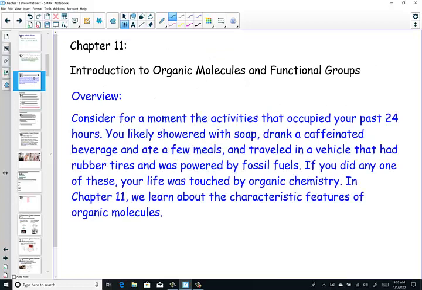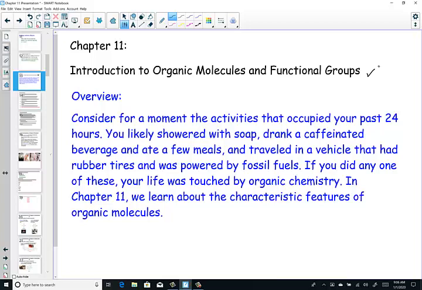Chapter 11, as I mentioned, introduces organic chemistry. Chapter 11's title is Introduction to Organic Molecules and Functional Groups. It is a preview of all the chapters, really, that are coming our way this term. Consider for a moment the activities that occupied your past 24 hours. You likely showered with soap, drank a caffeinated beverage, ate a few meals, and traveled in a vehicle that had rubber tires and was powered by fossil fuels. If you did any one of these, your life was touched by organic chemistry.